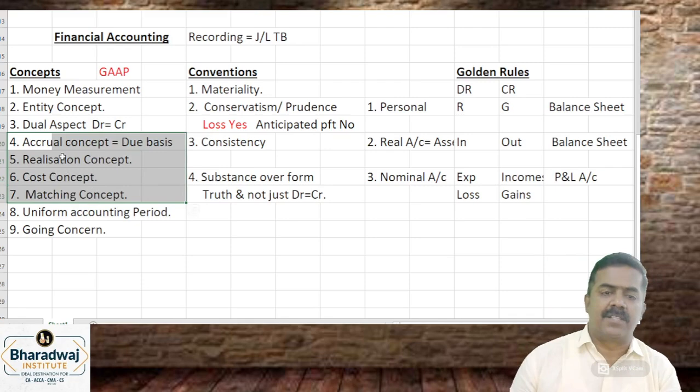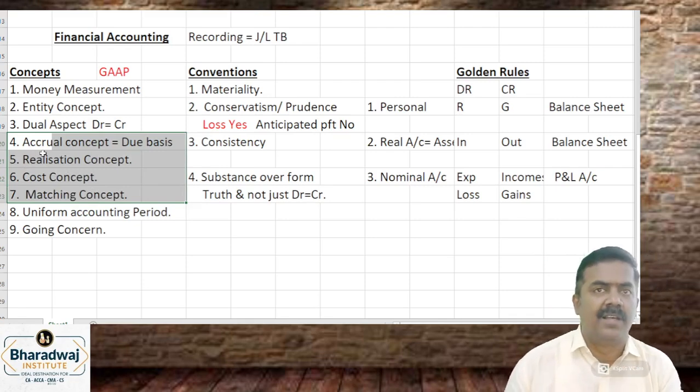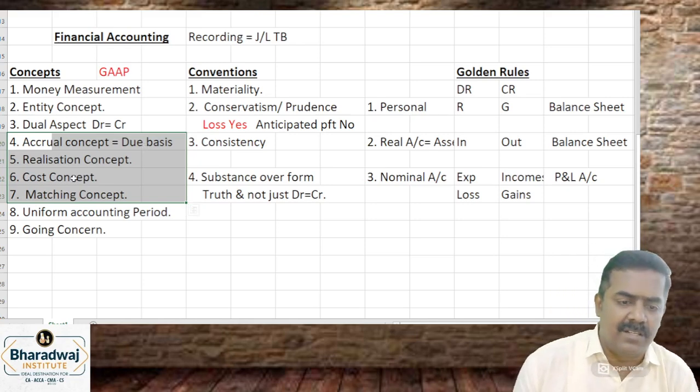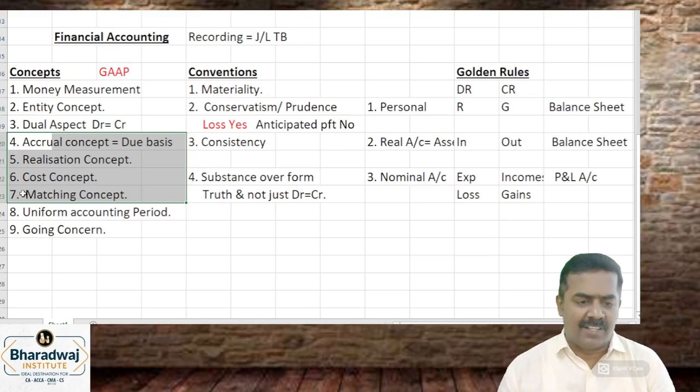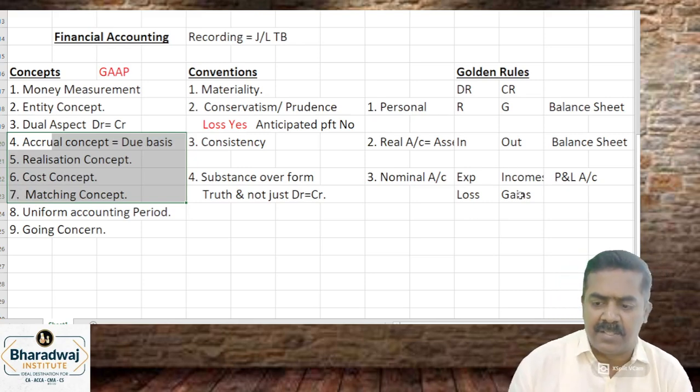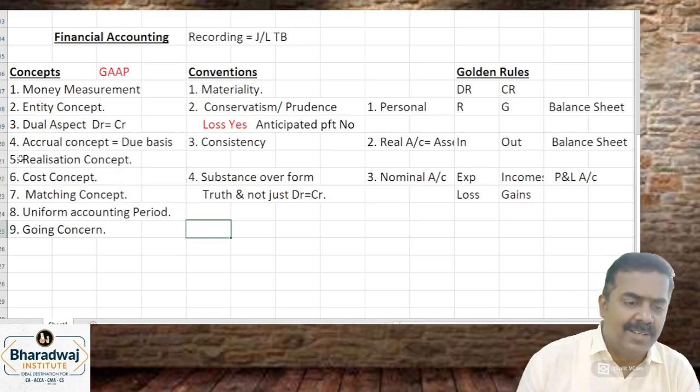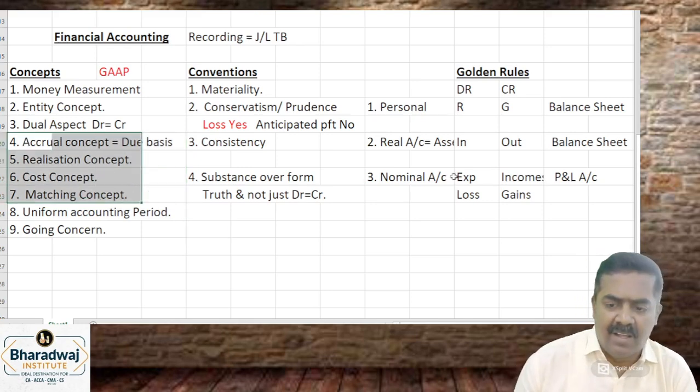For recording nominal accounts, these four points you have to remember. Record expenses and incomes on what basis? Accrual basis. Record profit and losses on realization basis. Ensure to record the transactions at what price? Cost price. Match the income with expenses for a particular period. So these four are related to which one?